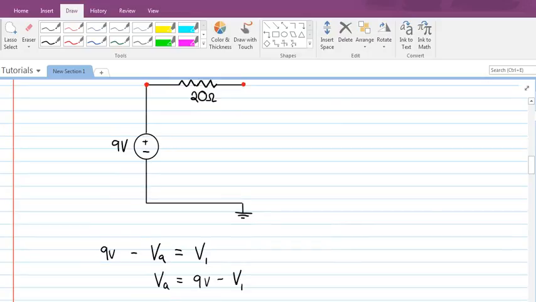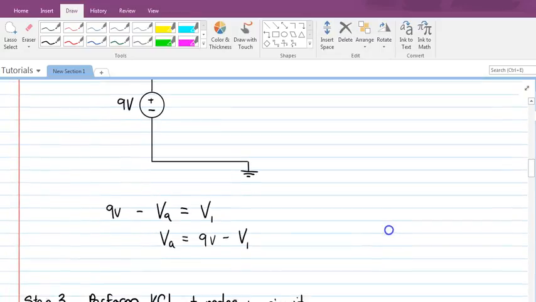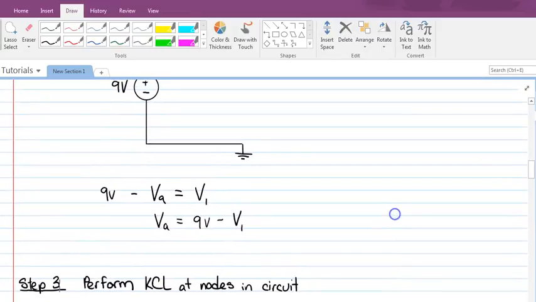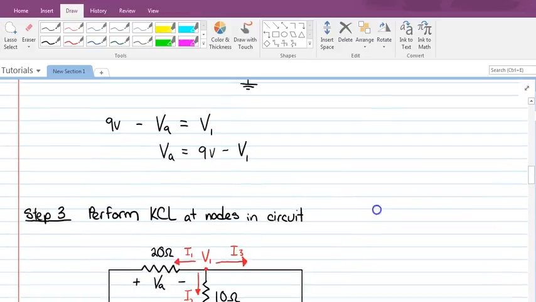Okay, this gets us closer to the solution of the problem because we know we're solving for VA. So if we can get an expression for V1 and plug it into this expression, we've finished our problem. So let's try to do this. Let's solve for V1. And the way we're going to solve for V1 is by performing KCL at this node in the circuit, at node 1.